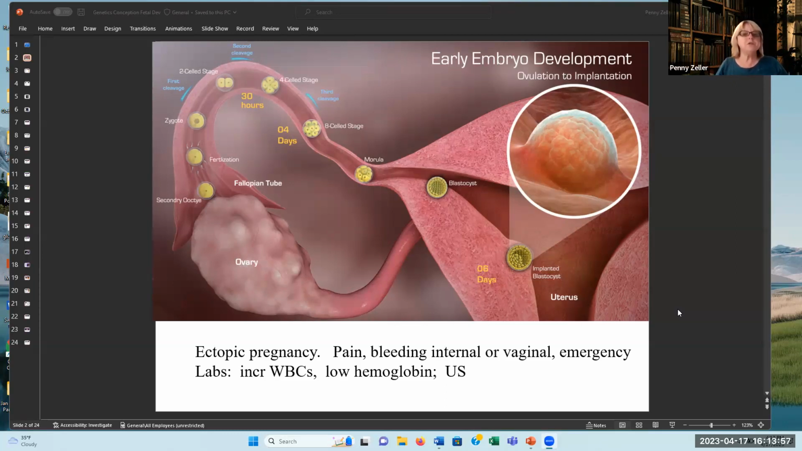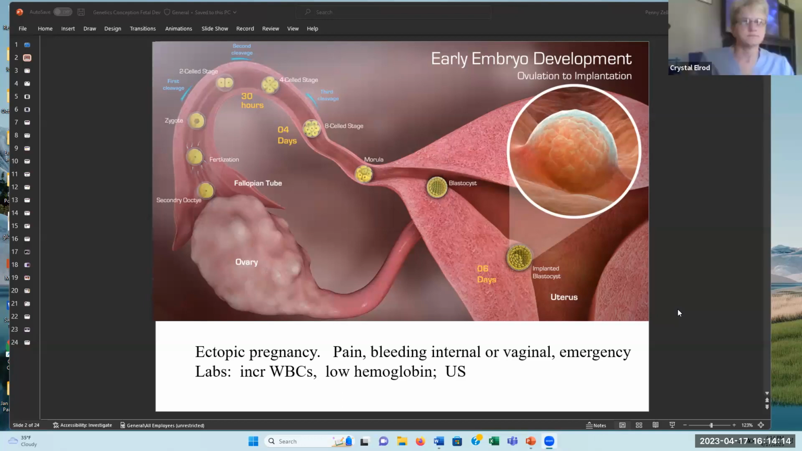So if Abby shows up at the office and she's having a lot of right lower quadrant pain, the first thing that comes to my mind is an ectopic pregnancy. So we would definitely want to get an ultrasound to make sure that that pregnancy is in the uterus. Any questions about ectopics? Okay.